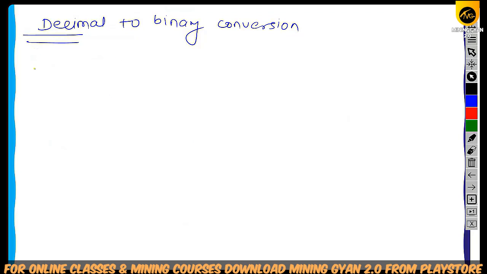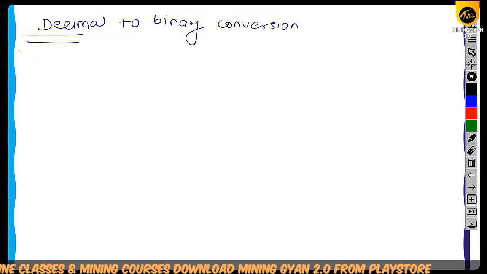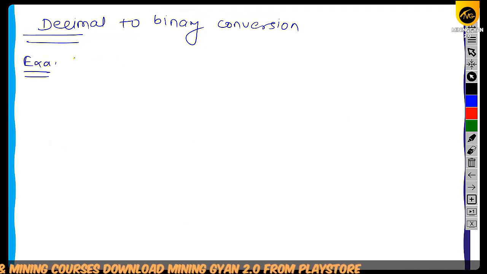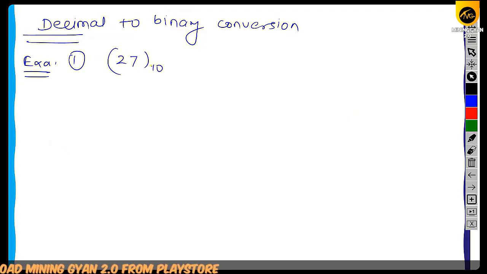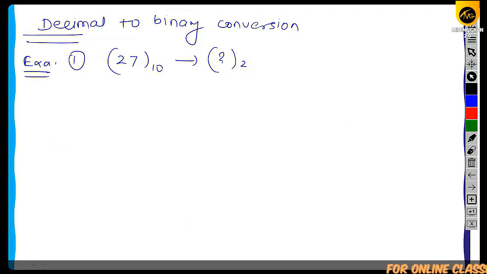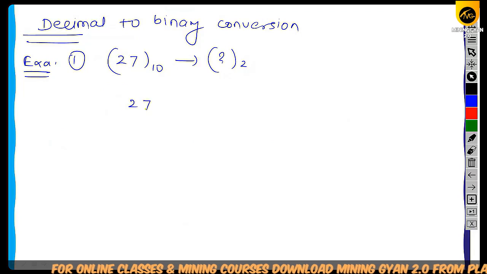Suppose you want to convert the example number 27, which is a decimal number, into binary. The base of the binary number system is 2, and the base of the decimal number system is 10. To convert any decimal number to binary, you have to follow the basic rule, which is the division method. So write down 27.